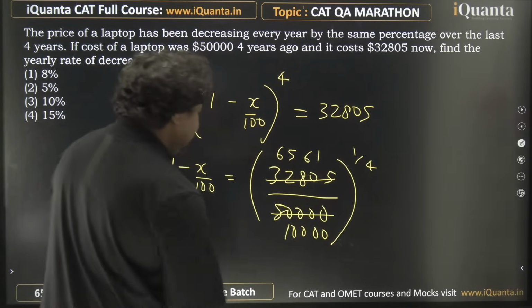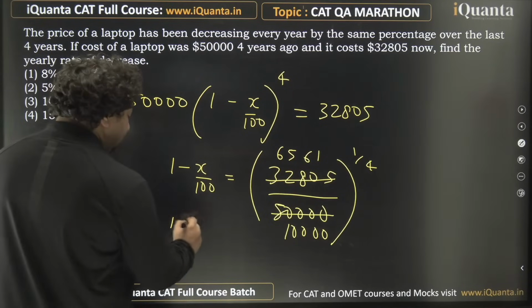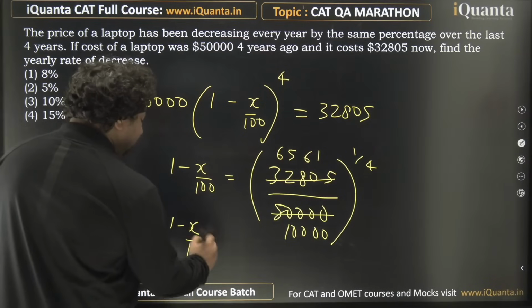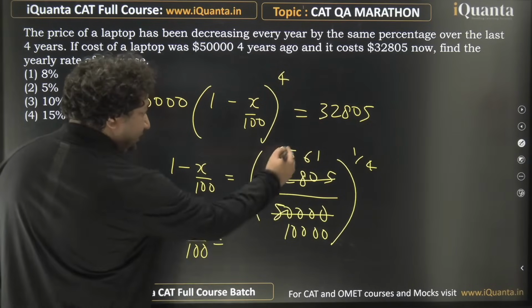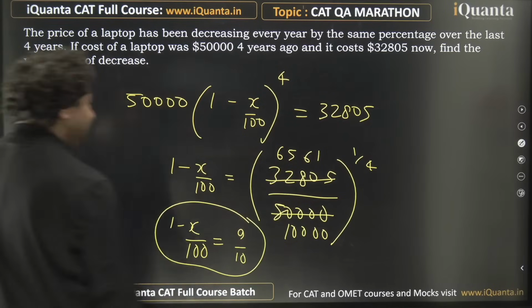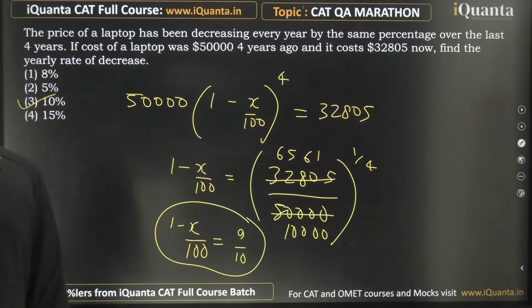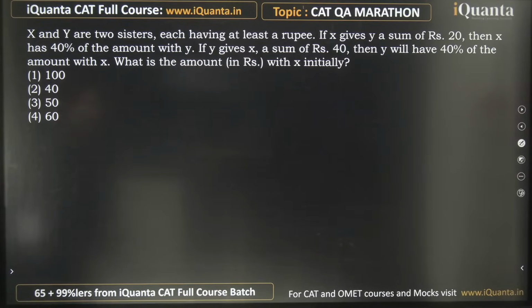As you can see, 10,000 is the 4th power of 10. So if I take the 4th root of it, this will be 9 and this will be 10. So 1 minus x by 100 is 9 by 10. If you solve for x, you will get 10%. 9 to the power 4 is 6561. 81 square is 6561 basically. Cool? Let's do another question.